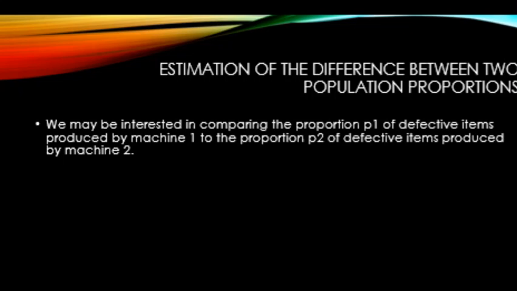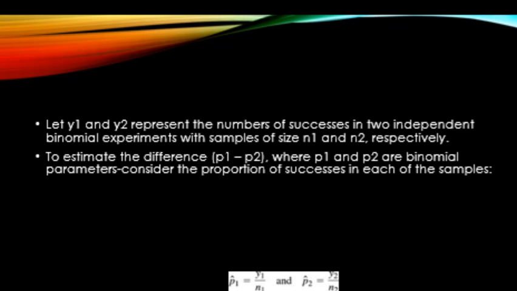Okay, now we can use the same method of confidence intervals to compare two population proportions. So let's look at a couple of examples to see where this can work. Here is an example. We may be interested in comparing the proportion P1 of defective items produced by machine 1 to the proportion P2 of defective items produced by machine 2. So P1 minus P2 is what we are interested in.